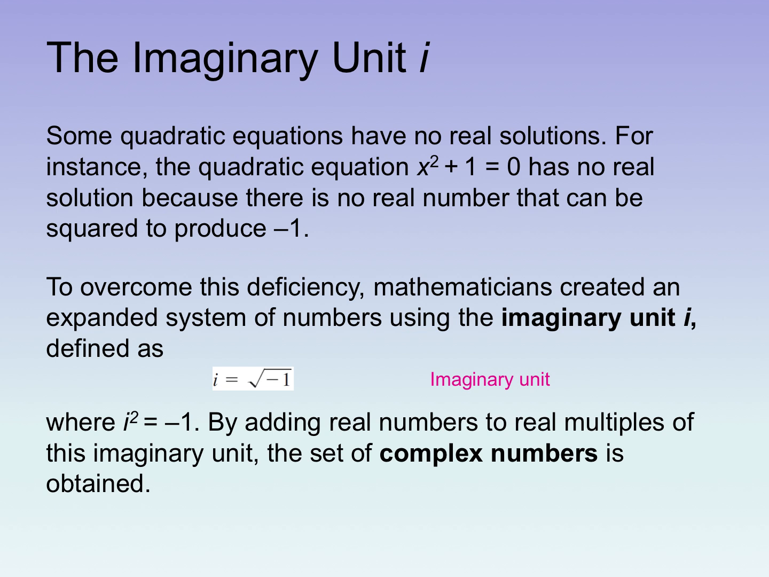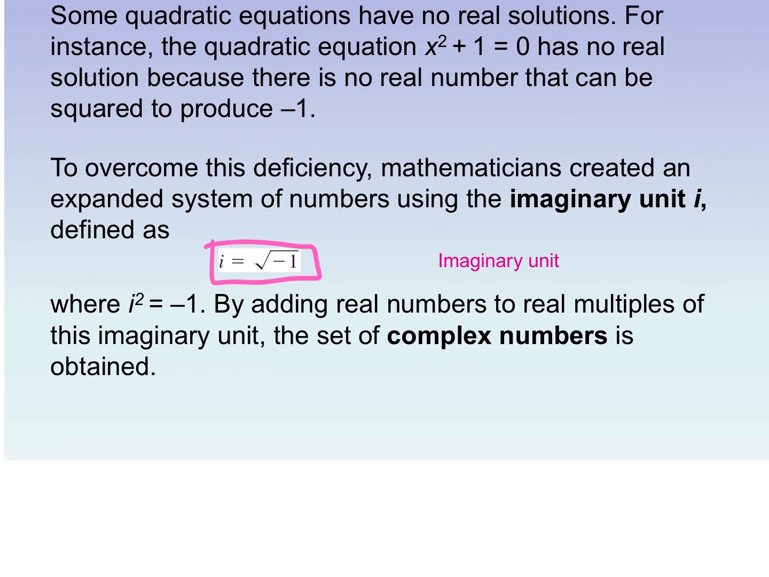So the imaginary unit comes from the square root of -1. We've talked about it before, where we can't take the square root of a negative because it would give us an imaginary number. So the imaginary unit is the square root of -1. If I had i equals square root of -1, and I squared both sides, square root and squared would cancel out. So i squared equals -1.